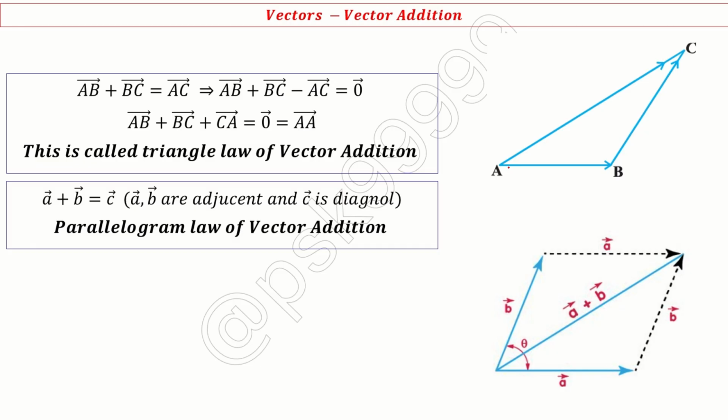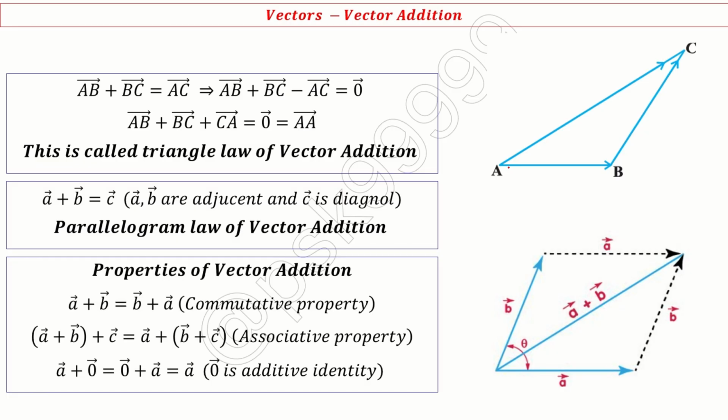Now, properties of vector addition: A bar plus B bar equals B bar plus A bar. This is the commutative property, the symmetric property. And then (a plus b) plus c is equal to a plus (b plus c). This is associative. A bar plus 0 bar, that is the null vector, is equal to the null vector plus A bar, which is equal to A bar. So the null vector is the additive identity, right?